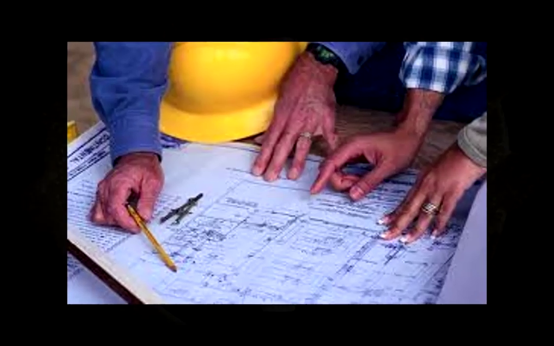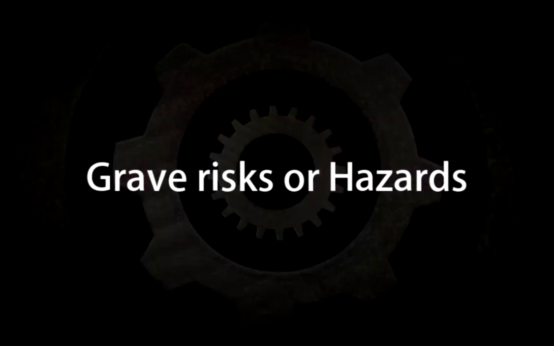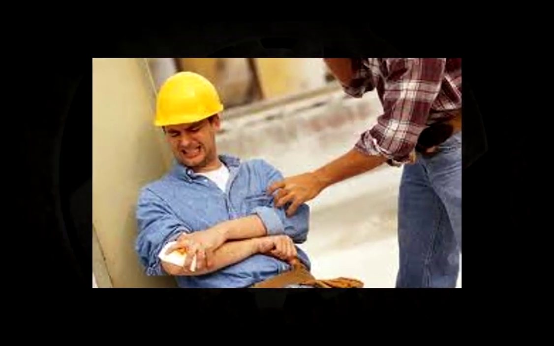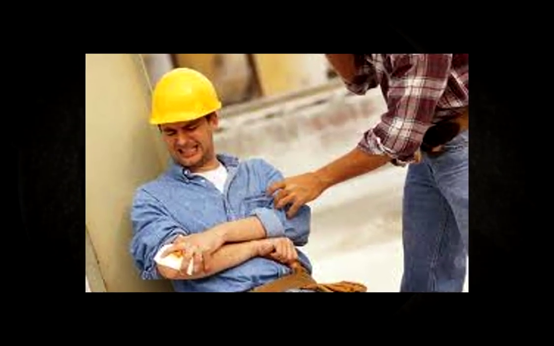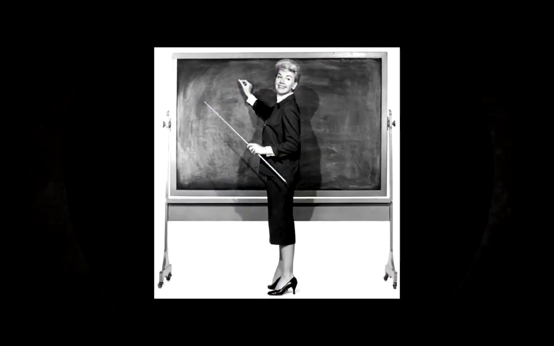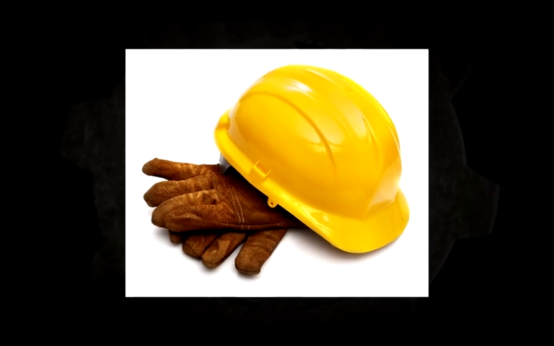When carrying out any construction task, the workers may be subject to grave risks or hazards. They could get hurt, fall ill, or lose their lives due to the ignorance of such risks or hazards. In essence, safe work procedures are a means of educating and creating awareness among the workers about the hazards and risks associated with the work handled.